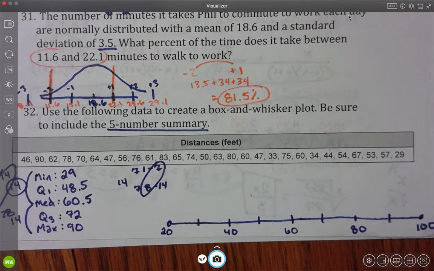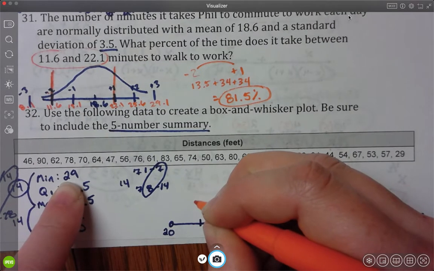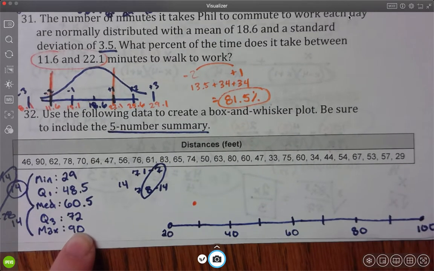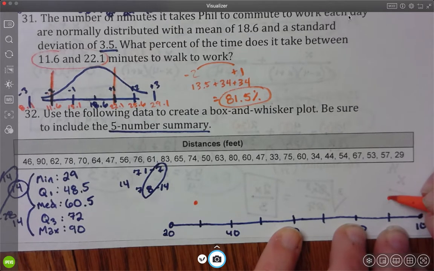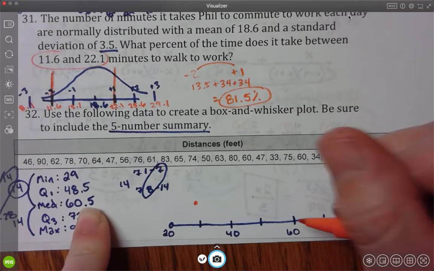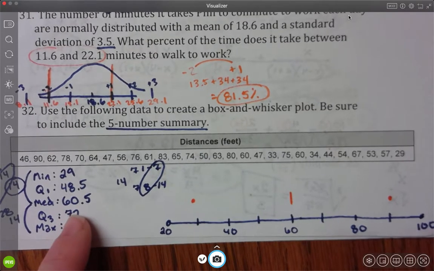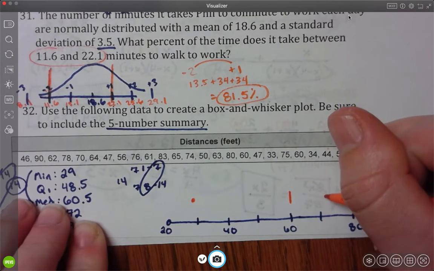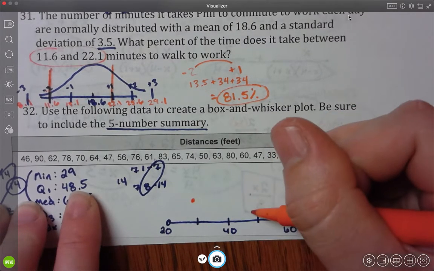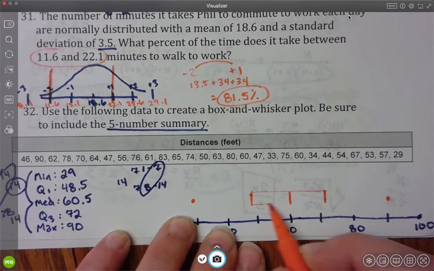All right, now I'm going to put my 5-number summary on there. So my minimum number is 29, and if this is 30, 29 would be this spot just to the left there, okay? My maximum number is 90, so just right on that dot there. Then I have my median number is 60.5, so just ever so slightly larger than that, and that's going to be the middle of my box. Then I have 72, just a little bit to the right of 70, and 48.5, so not quite 50, right there. This is what this guy looks like, okay?